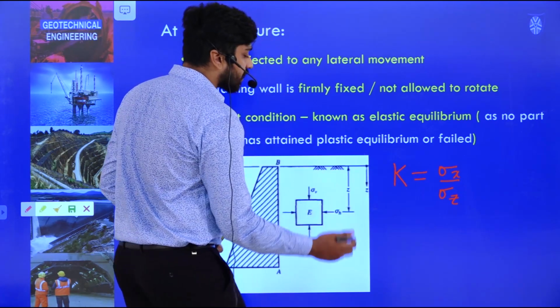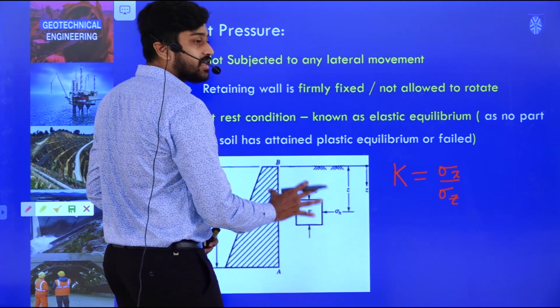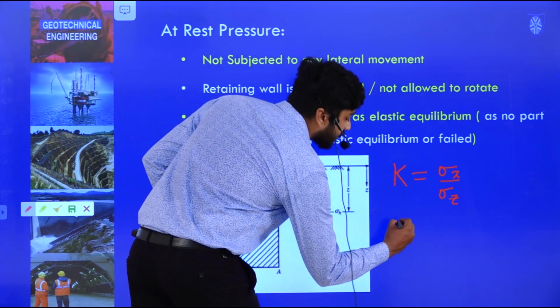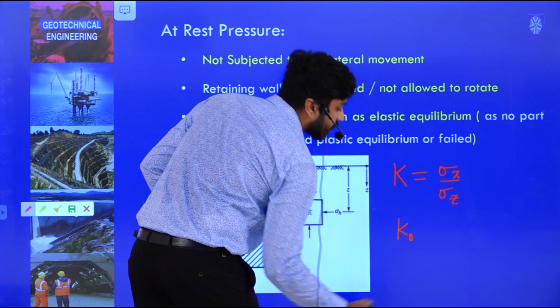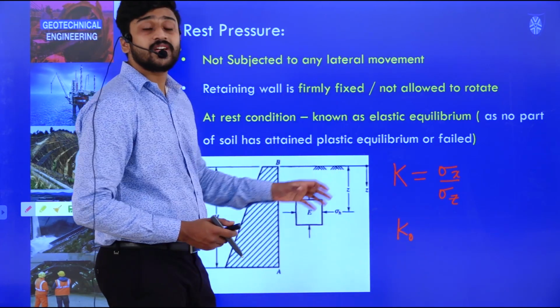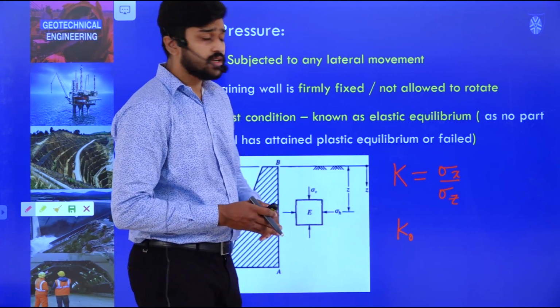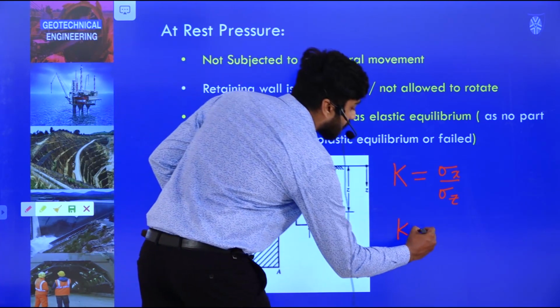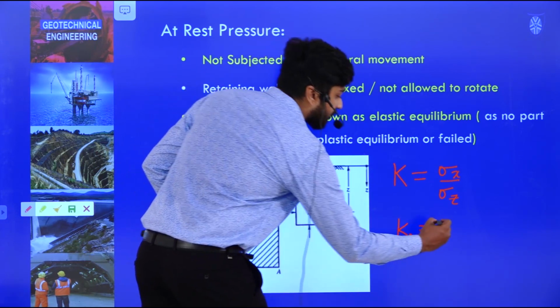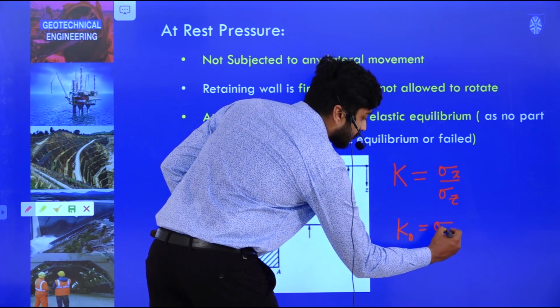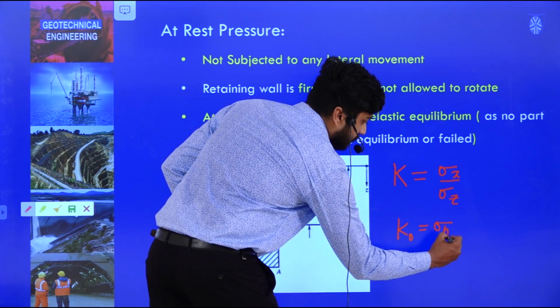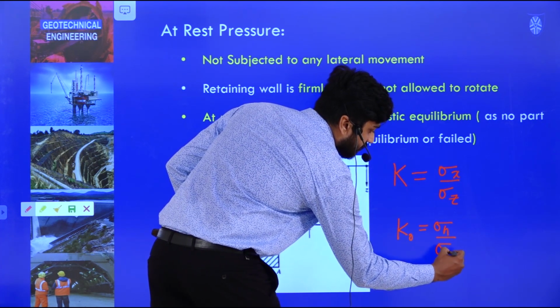In this particular aspect, since it is at rest condition, it is denoted by k naught. That means it is the coefficient of lateral earth pressure at rest, denoted by k naught, and this is equal to sigma h by sigma z.